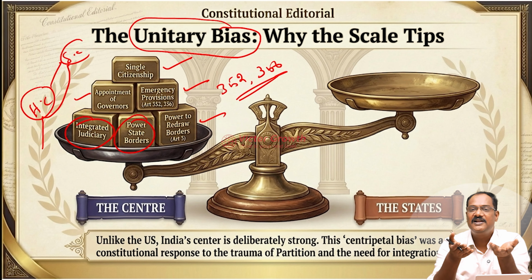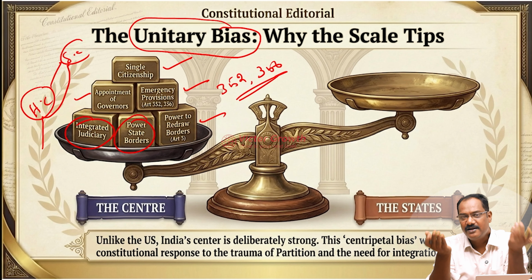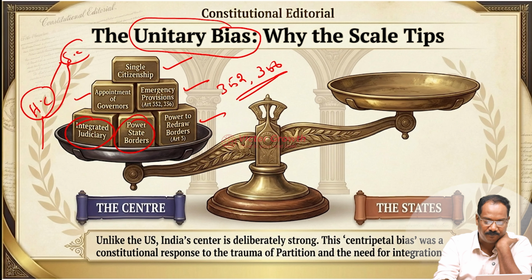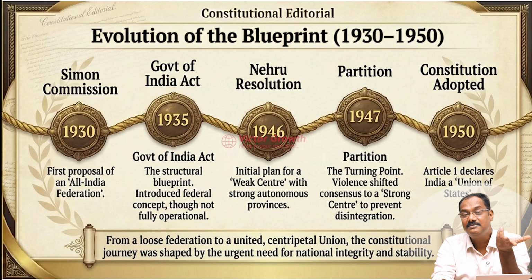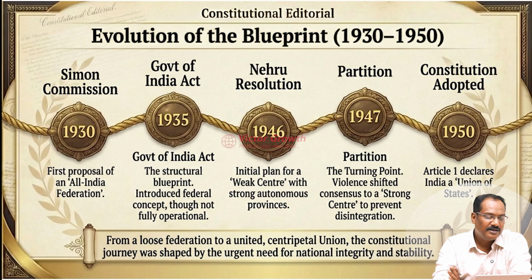India is not completely a federal country. India is not a completely unitary country. It's a mix of both. That is why we say that Indian federalism is not a symmetrical federalism. It is an asymmetrical federalism. It is a federalism with union bias. These are the words you can use.